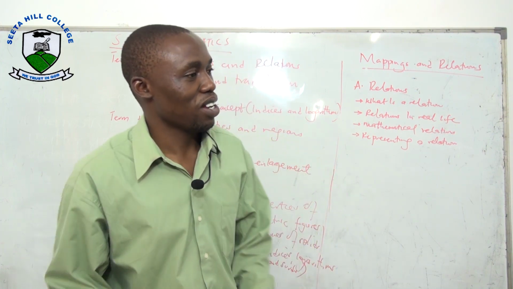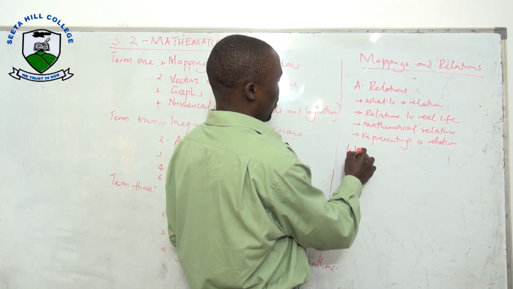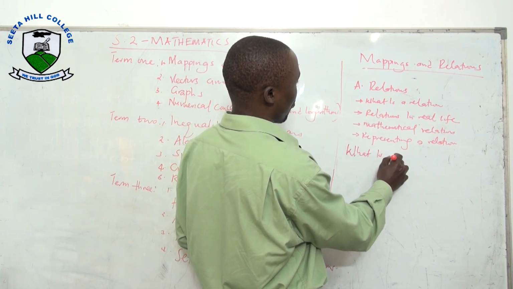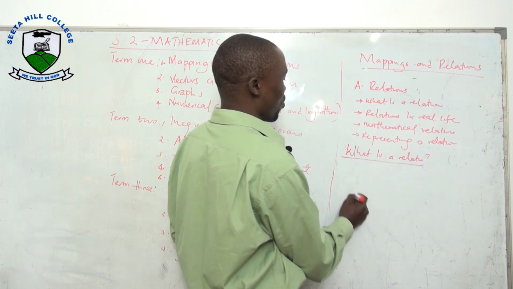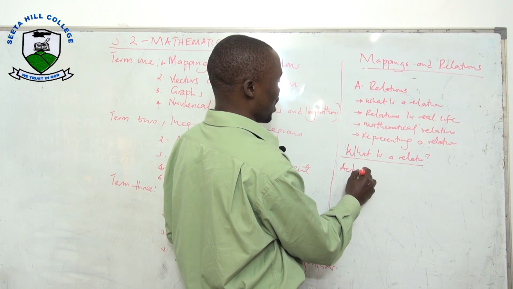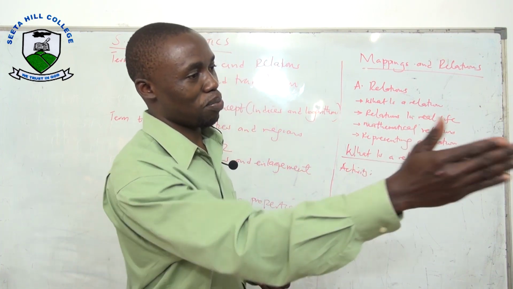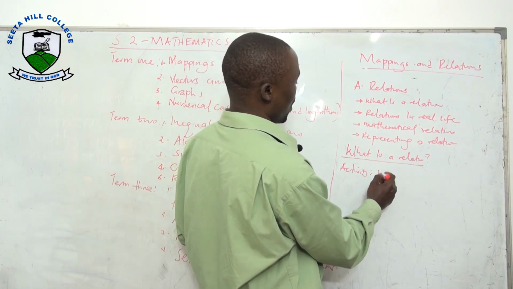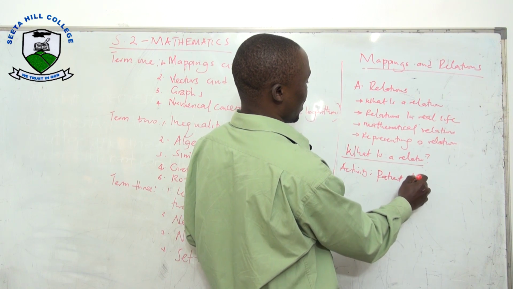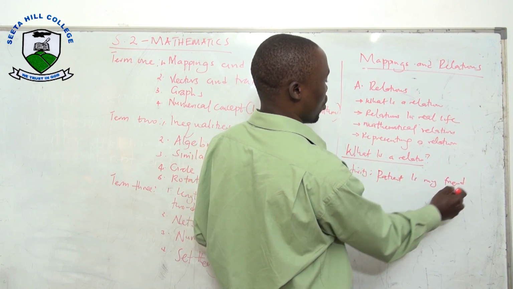Patience is your friend. Now, I want to define what a relation is, but we have started with the activity that shows the relationship between Patience and her. You are telling us that Patience is my what? My friend. Not so?